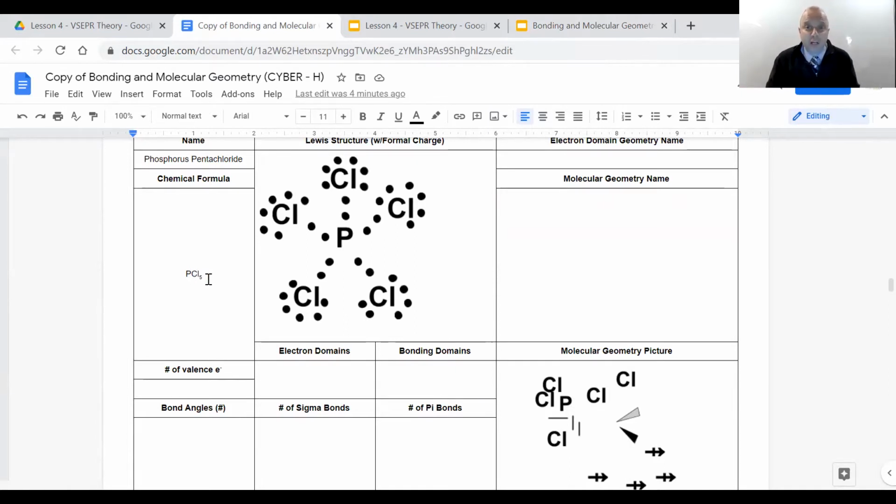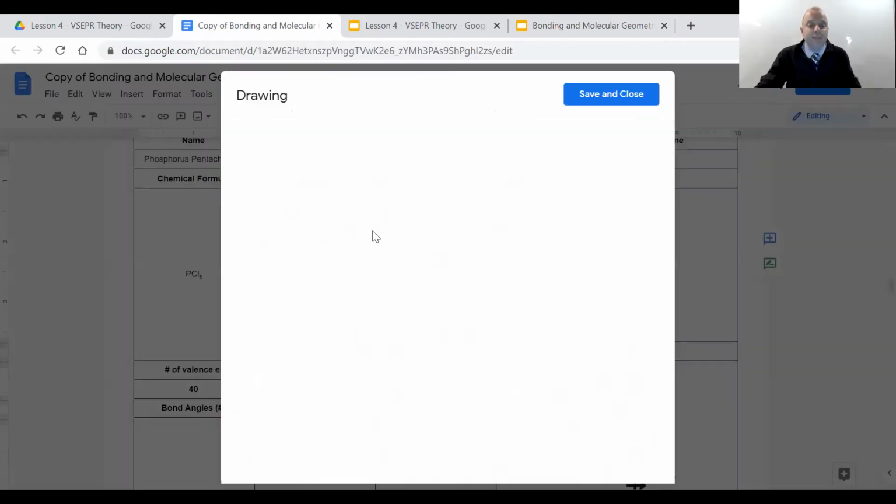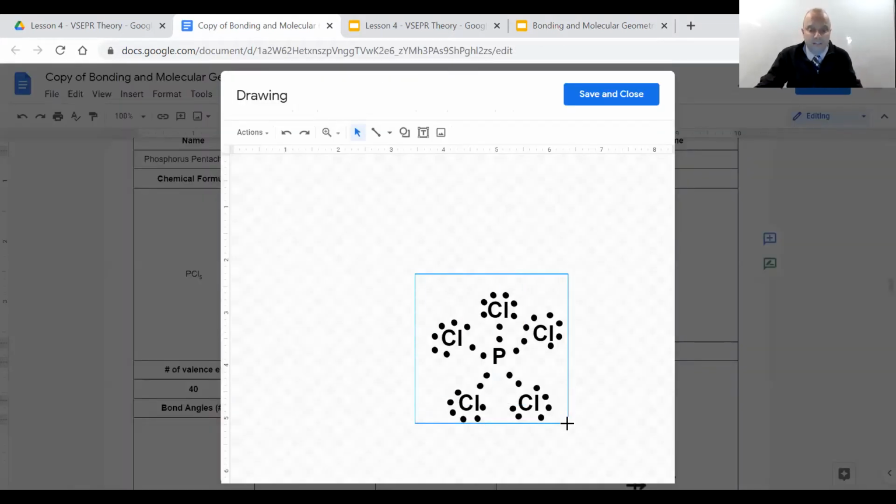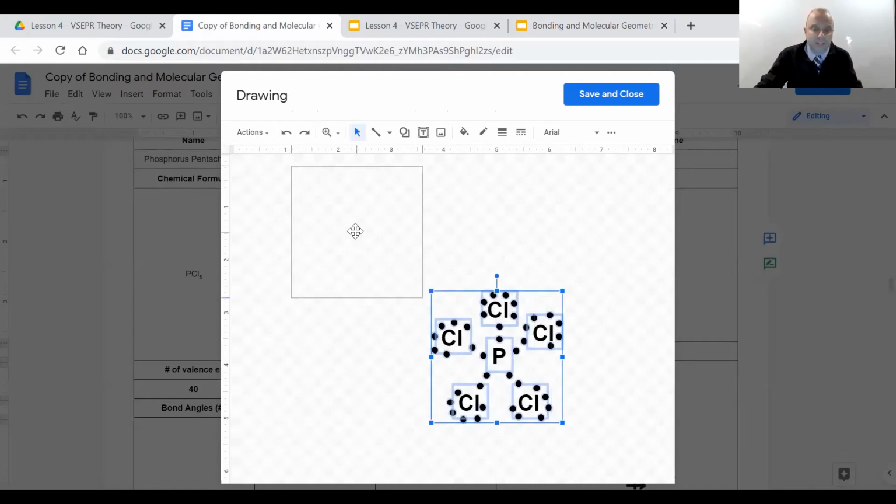All right, so the first thing that I would like to do is to start off by looking at the number of valence electrons. So chlorine's in group 17, so it has 7 valence electrons. There are 5 chlorines, so 7 times 5, that's 35 valence electrons, plus the 5 from phosphorus, that's in group 15. So 5 valence electrons plus 35, we have a total of 40 valence electrons here. This is what your Lewis structure would look like. Like I said, the nice part about this is already done for us.